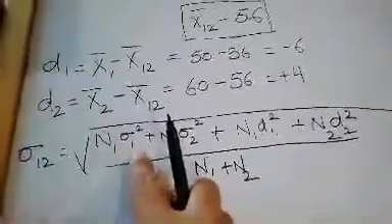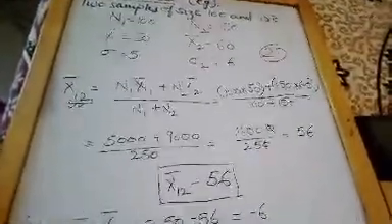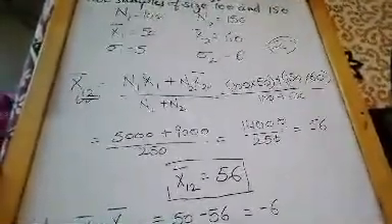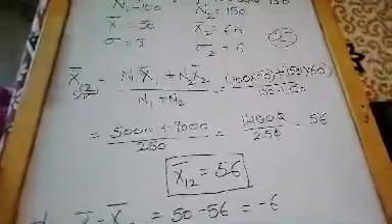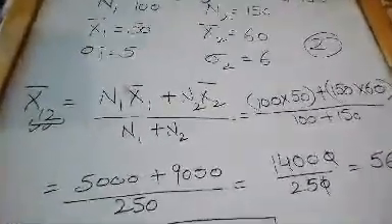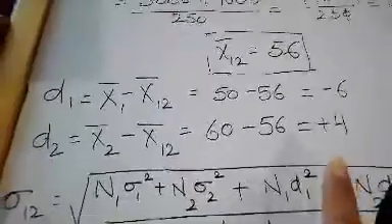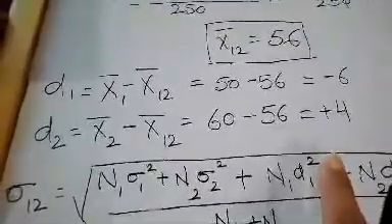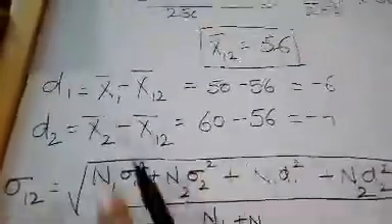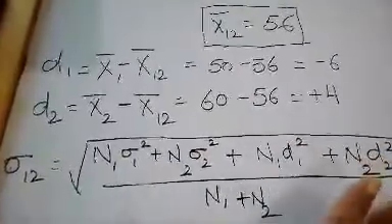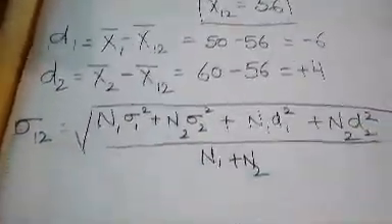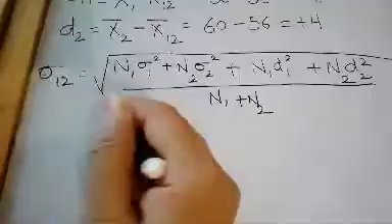Now I calculated sigma 1 also. What is the value of sigma? That means it is already given. Sigma 1, that means standard deviation of first group, is given to me as 5. Standard deviation of second group is given to me as 6. So deviation I calculated, deviation of first group is -6, deviation of second group I calculated as +4. So I have all the values, and now I am going to put all the values in the formula.